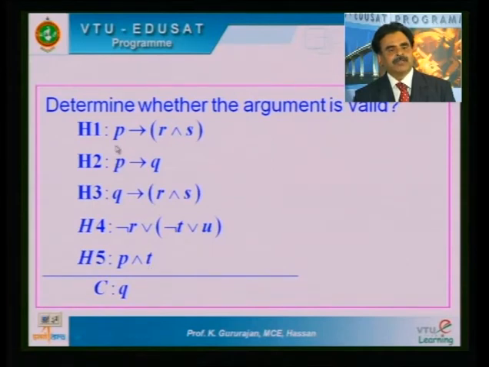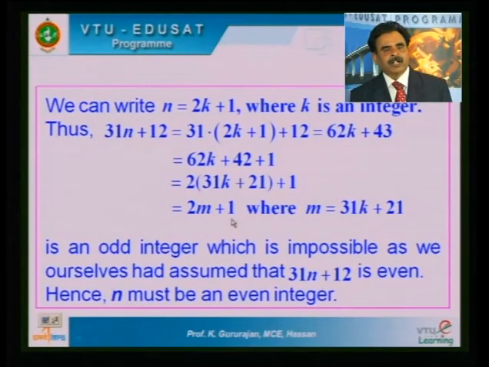Now come to H1. From here I'll get that P is true. Now P implying R and S is true, so therefore I'll get R and S is an odd number 2m plus 1, which is not possible. Given the hypothesis, 31n plus 12 is even. So our assumption that n is odd is wrong. So once again we conclude that n must be an even integer.